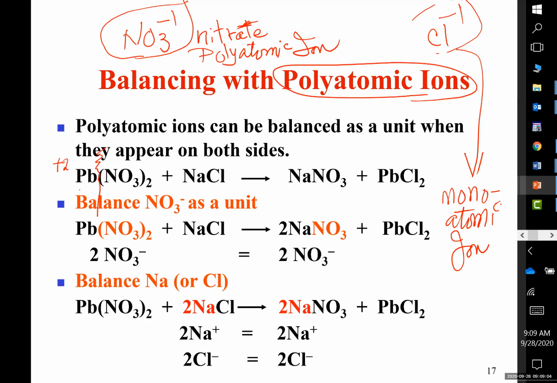Who wants to give me the page number for the structure and charges of polyatomic ions? I'm waiting. Is it page 89? I want to see who can get it the fastest. Page 89. It's 90. 90? Thank you, Alyssa.